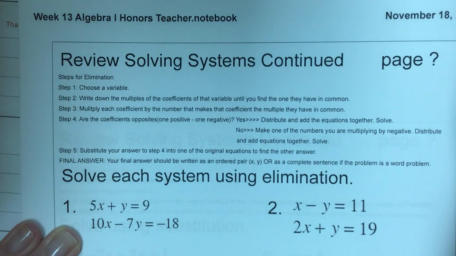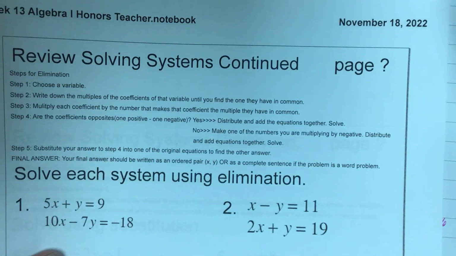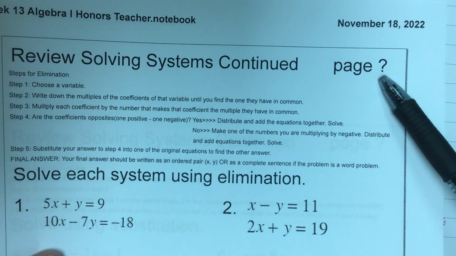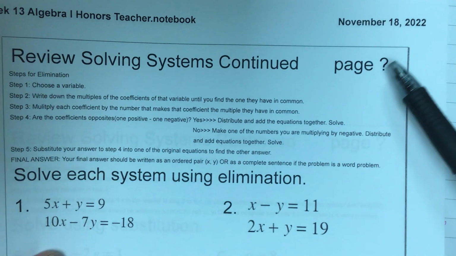I'm going to read these steps to you. You should write them down on your paper. You should make sure to check the post in Google Classroom to see what page number this is and label your paper with the correct page number.